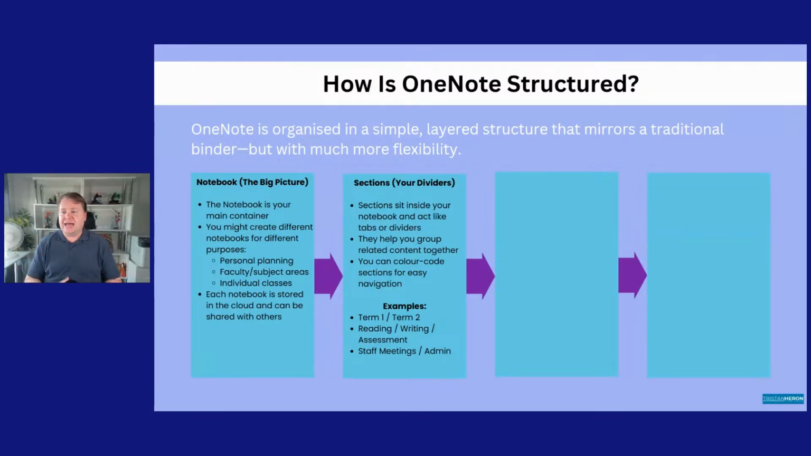All right. These tabs or these dividers can help you group related content together, and they can also be color coded to help make navigation easier. So you might have a different color for each unit or topic or text type or whatever you're doing there. So some examples here is maybe you have a divider for term 1, term 2, term 3, term 4. Maybe you've got one for reading assessment, writing assessment, assessments, whatever you're doing with different groups. You might have one for staff meetings, admin, resources. You can have as many different types of sections that you want so that you can divide that and you can make it accessible for you.